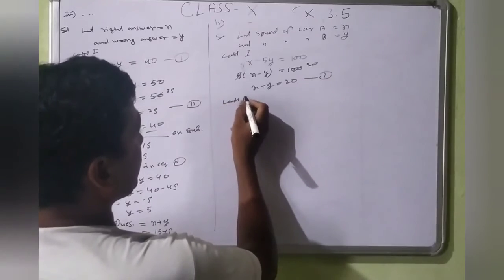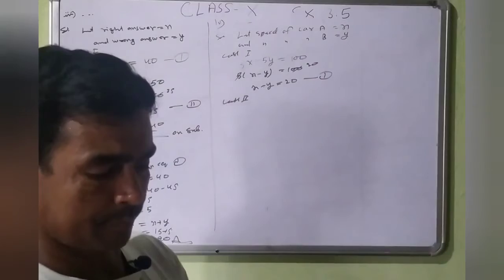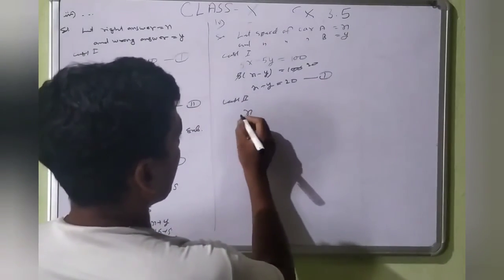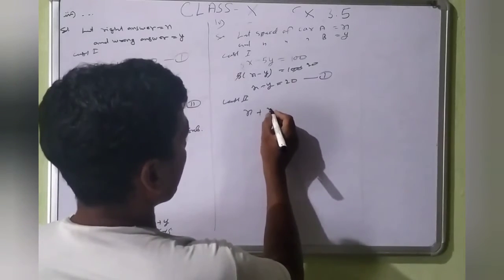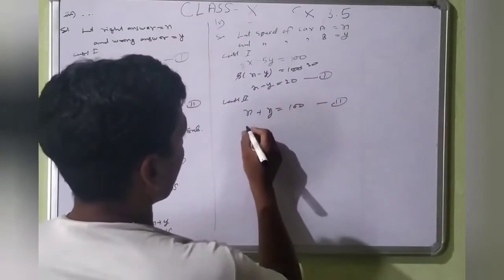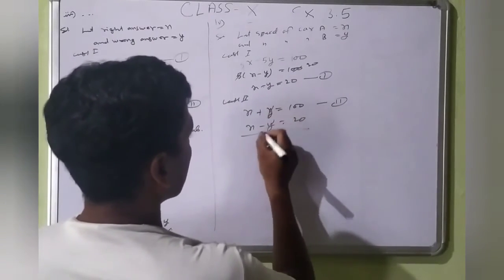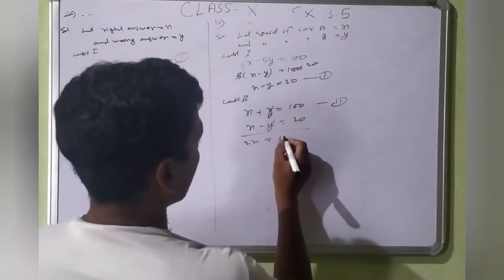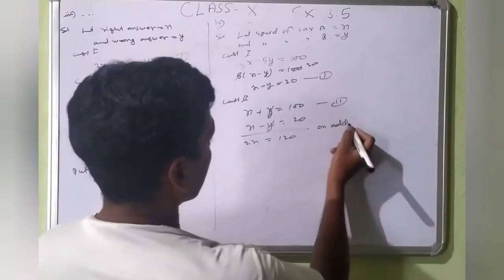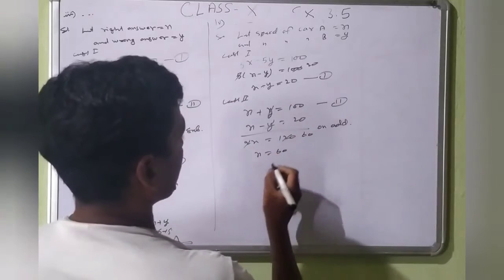Case second. They are traveling toward each other, so we add. Taking the 1 hour, 1x plus 1y is equal to 100. This is the second equation. Now write the first equation. Adding, the sign already changes, so 2x is equal to 120. Dividing by 2, x is equal to 60.